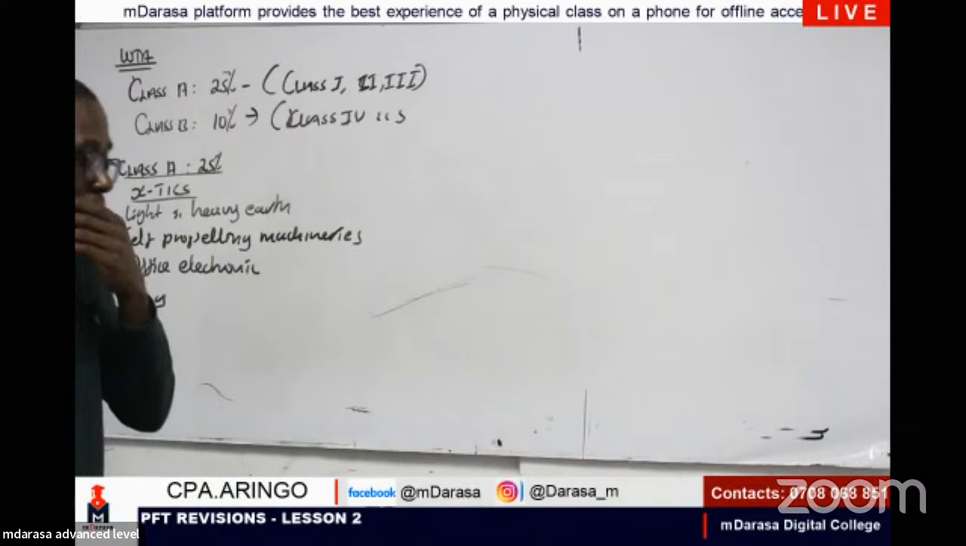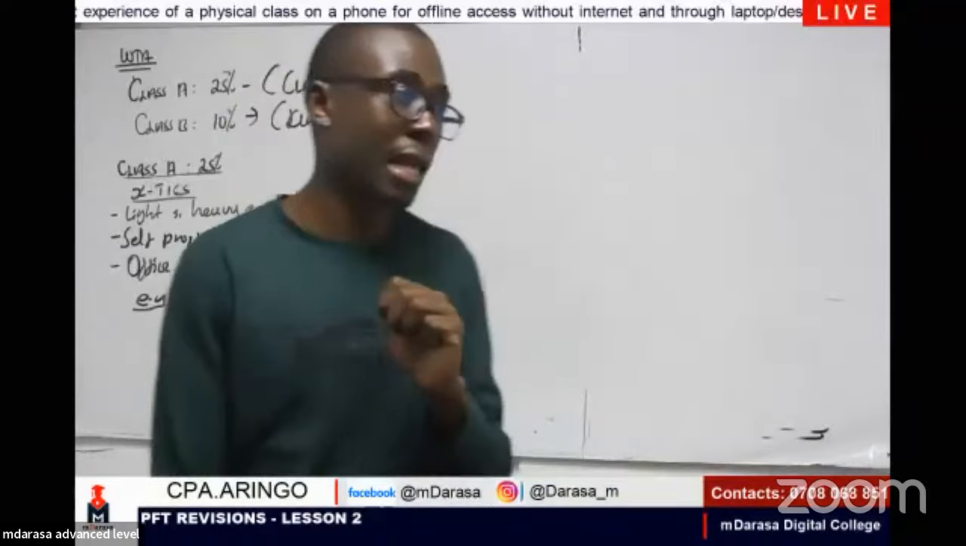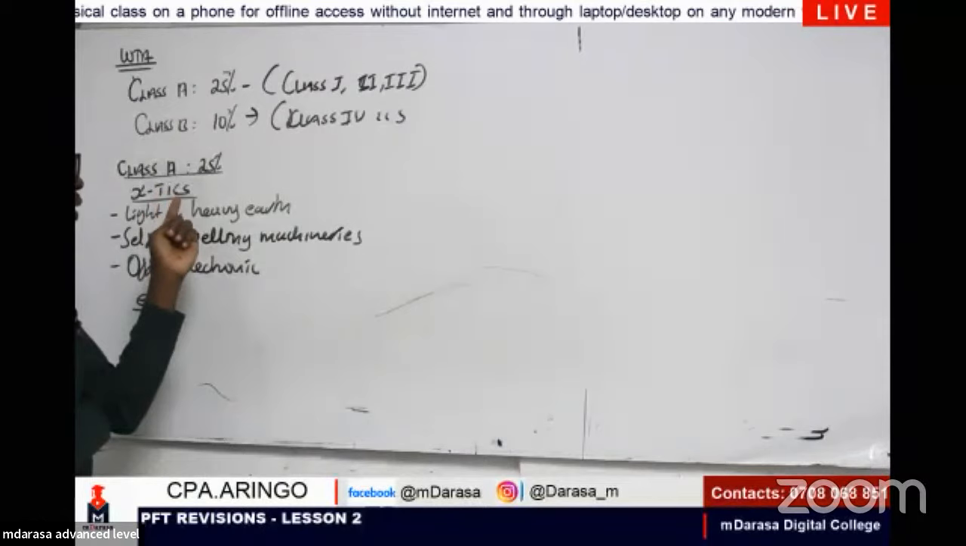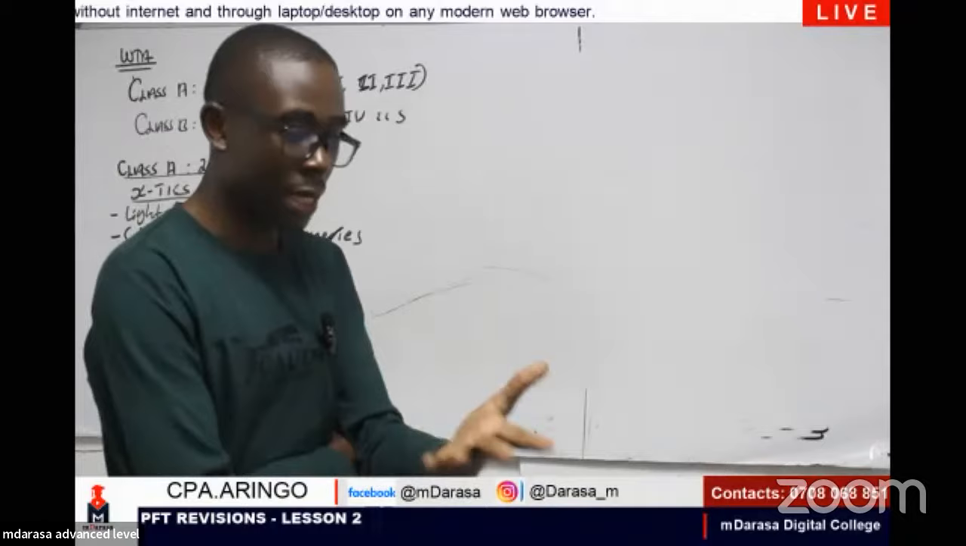Then there's one key item here before we proceed to class B. There's a key item here under class A. This item is always tested many a times whenever you're dealing with capital allowances, more so at this level. And this is a concept to do with commercial and non-commercial.